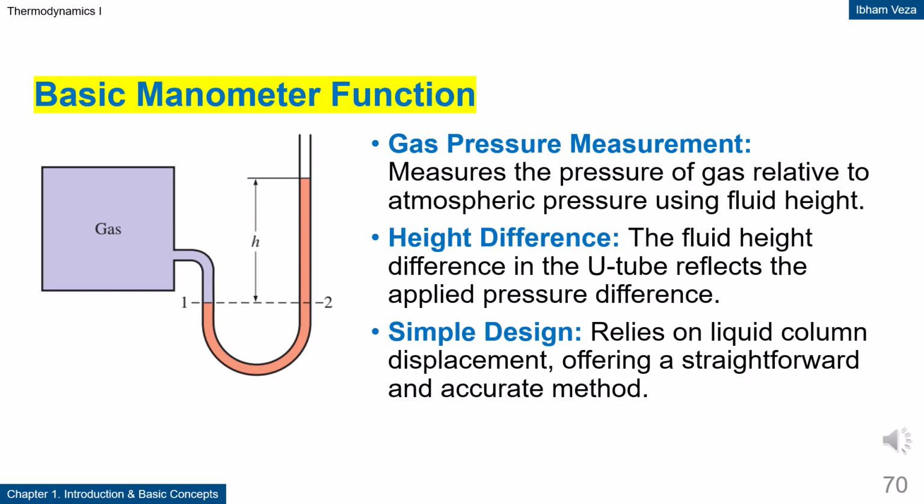Basic manometer function. A manometer is used to measure gas pressure relative to atmospheric pressure. Its operation is based on the equilibrium of a fluid column in a tube.